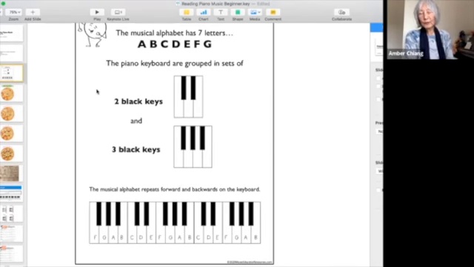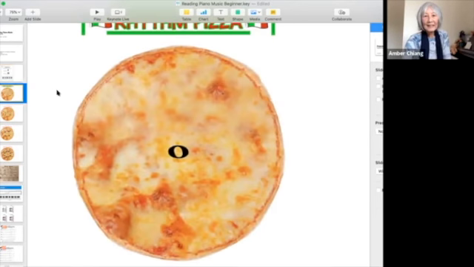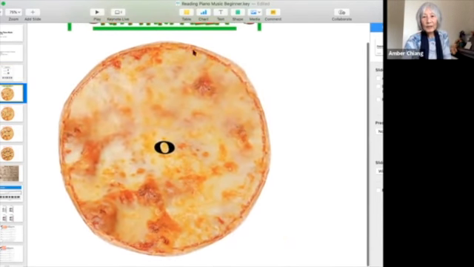Let me ask you first, what is your favorite pie? Cherry, blueberry, pumpkin? So what I have here is a pizza pie. Here we are. Here is our whole pie. And in music, we have a note that's called a whole note. It's just a round note. It's called a whole note. So we have a whole pie and a whole note.